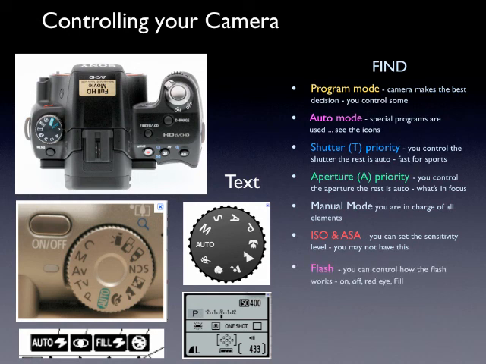Find the flash setting. Usually it's a little sign on your camera showing a little lightning bolt. When you push that, it'll probably take you through on, off, red eye, fill. I'm not sure if there are other settings, but I want you to find where that is so you can at least turn the flash off.